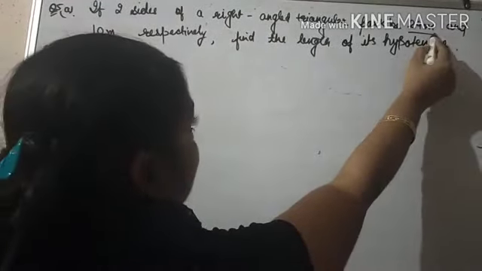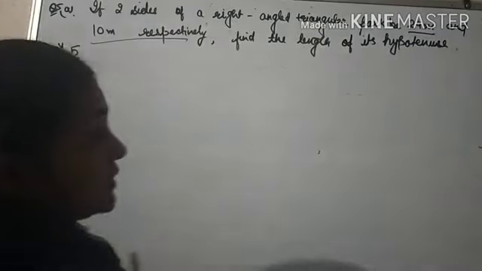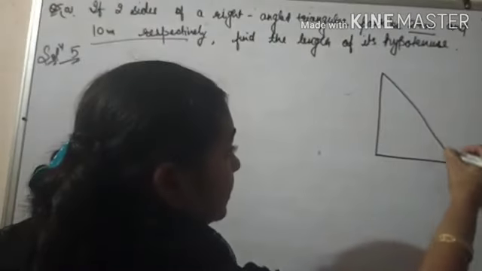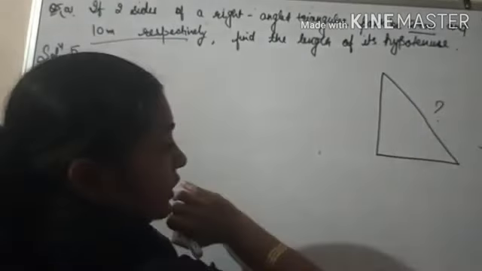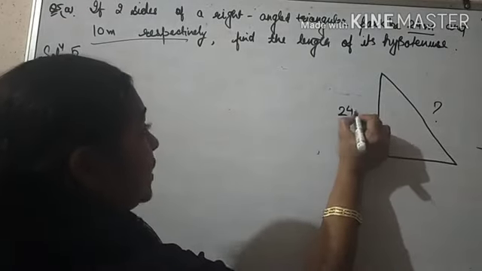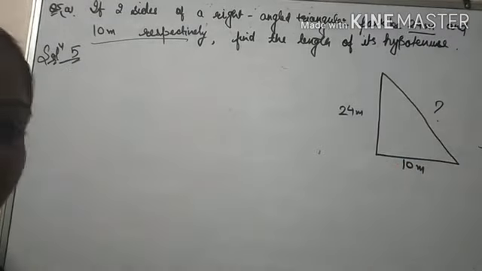The sides will be 24 meter and 10 meter respectively. Find the length of its hypotenuse. Suppose this is your triangular park and you have to find the hypotenuse. That means one of the sides is given to be 24 meter and the second is given to be 10 meter. You have to find the third side.